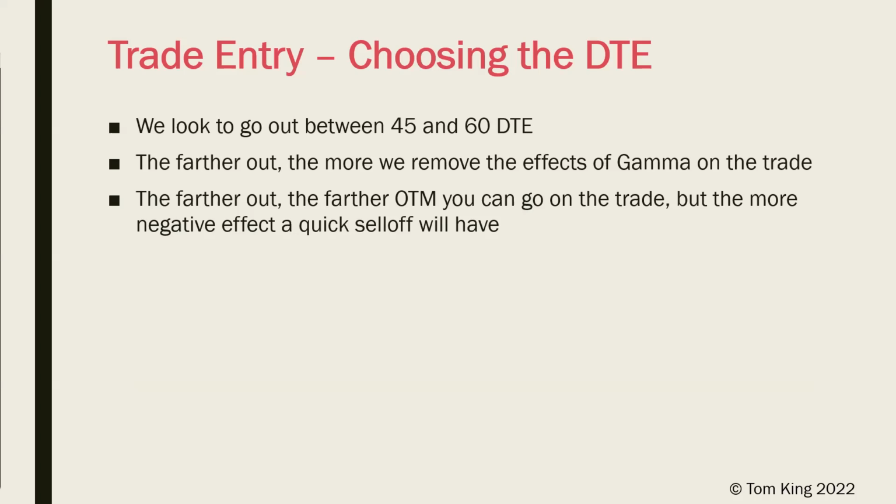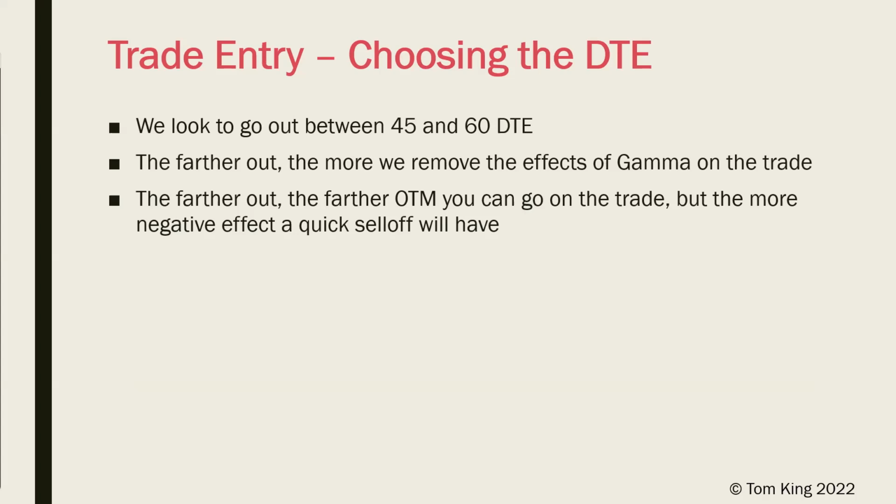I typically look to go out between 45 and 60 DTE. Back in 2020 and 2021, my focus was mainly on 45 DTE. I've lengthened out on these a bit more to 60 DTE. I find you get good credit and a little bit farther away, so a little bit safer, a little bit better credit, and the ROI is essentially the same.